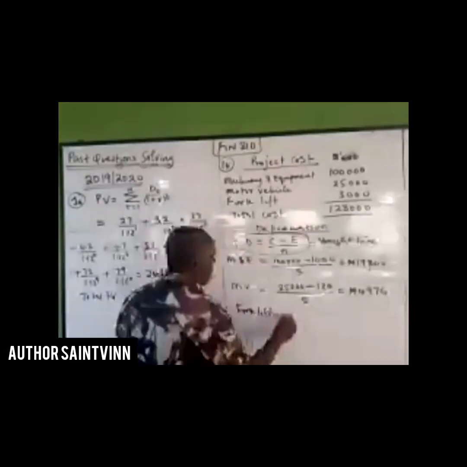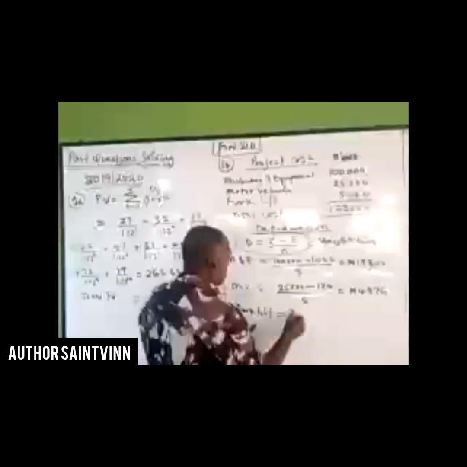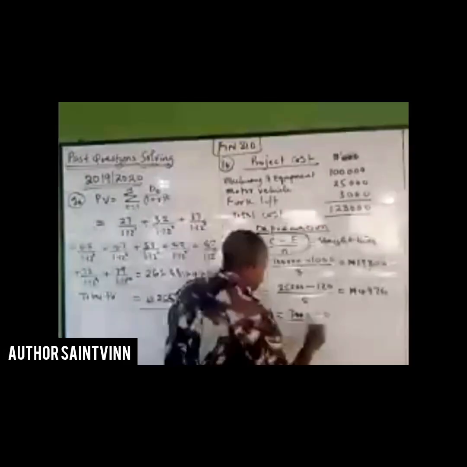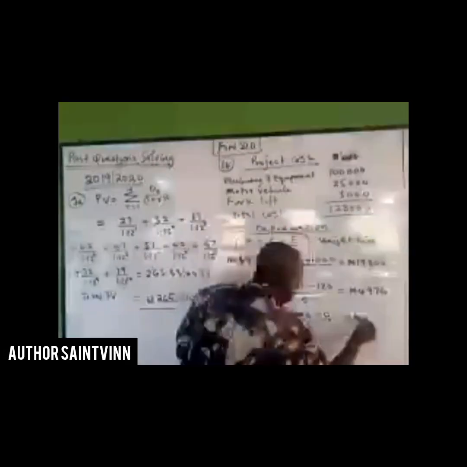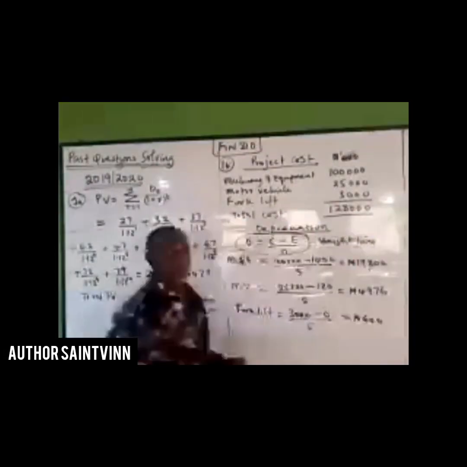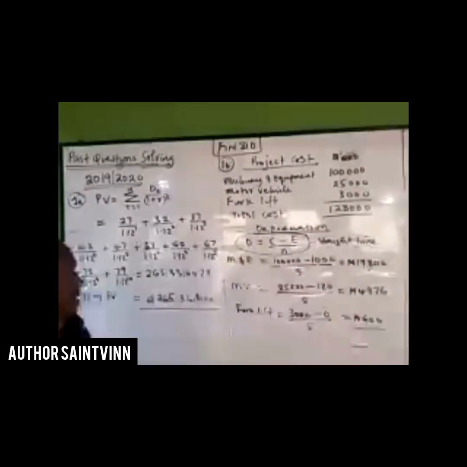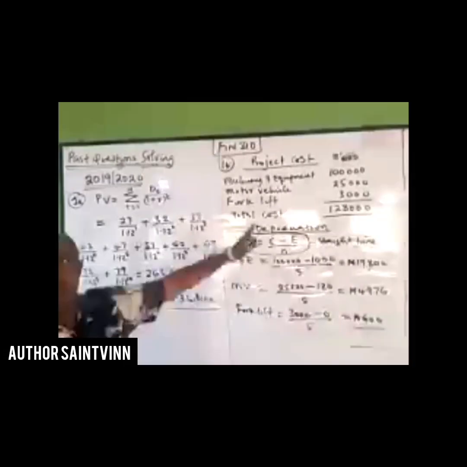Forklift is 3 million. Minus 0, the residual value is 0. Over what? I'm putting that there so that somebody will know. So what do we have here? 600. Any question? Add everything together. What do you have? This is our total depreciation that we got using the straight line method. But they gave us depreciation there, which we'll add to this one later as we start solving, because that one they give us.